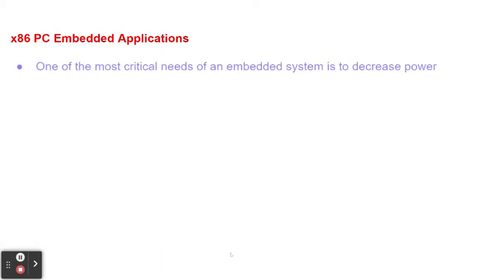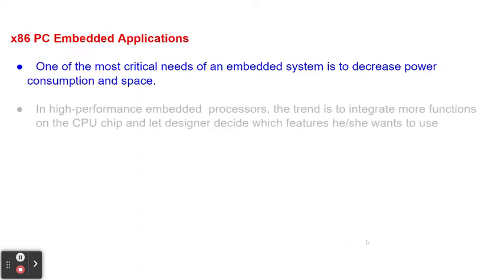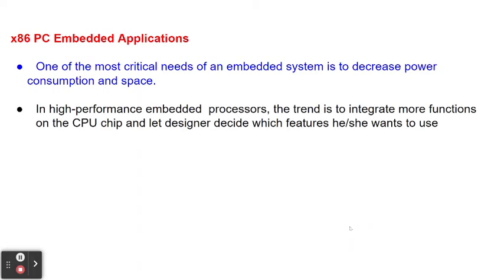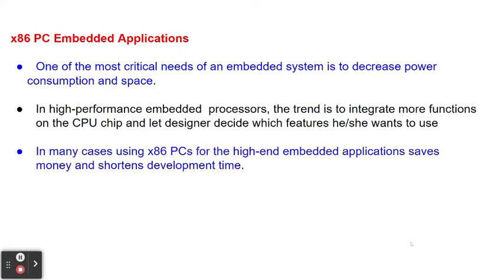Now, for x86 PC embedded applications, one of the most critical needs of an embedded system is how they can decrease the power consumption and make the space smaller. In high performance embedded processors, the trend is to put more functions on the CPU chip and let the designer decide which features he or she wants to use.